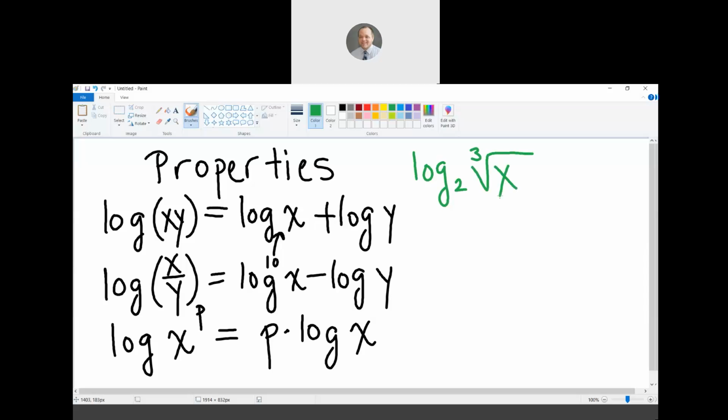Before we can use any of our log functions, we need to rewrite our radical with the rational or fractional exponent. So the cube root of x to the first power is the same thing as x raised to the 1/3 power. Now we can use this last property here, our exponent rule, and move the 1/3 to the front. Our final answer is 1/3 log base 2 of x.